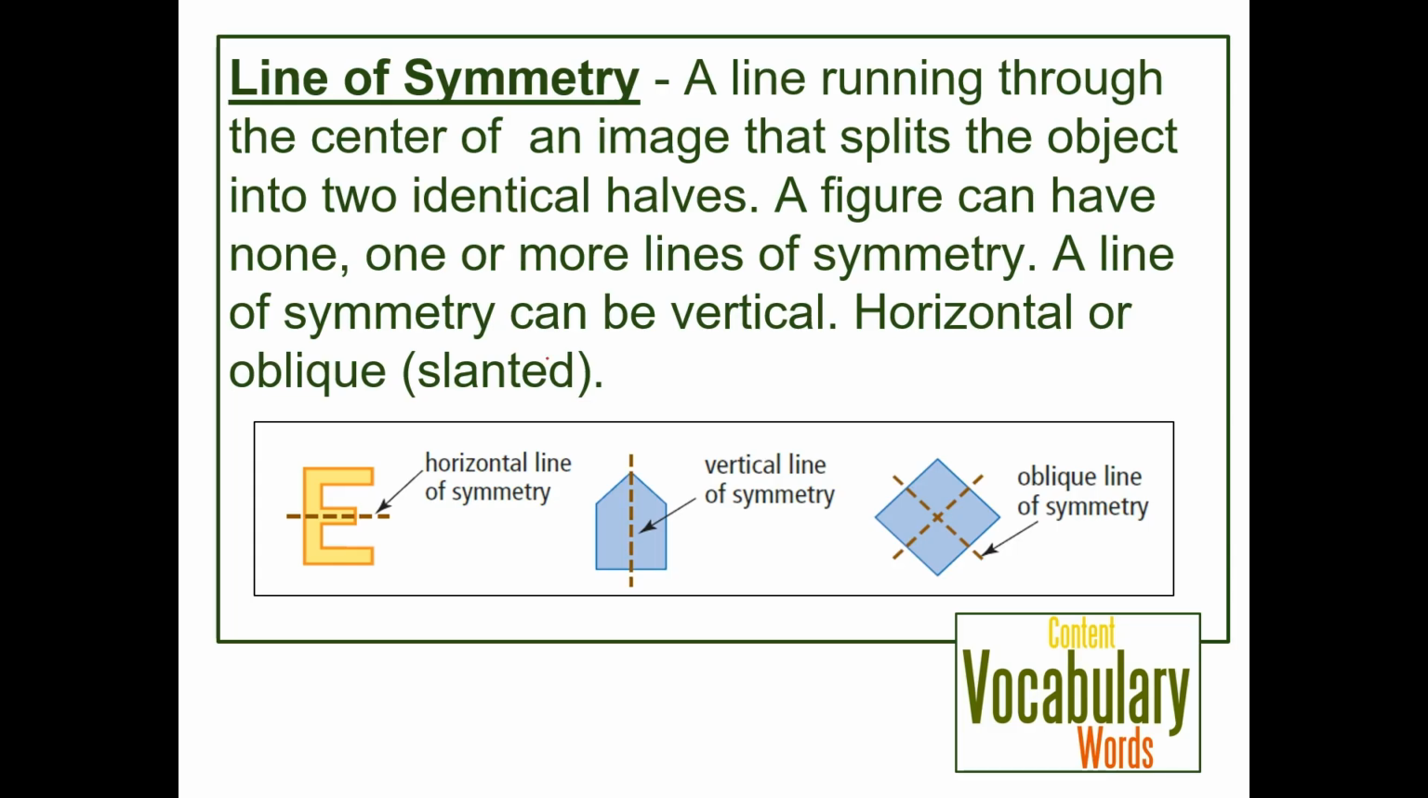So as you can see here in this example, there's this letter E. You can cut the letter E in a variety of ways, but the only way you can cut it such that there's two equal halves after you cut it would be horizontally straight through here. And then same with this one that looks like a house. There's only one way you can get it symmetrical, and that is if you cut it vertically right down the middle.